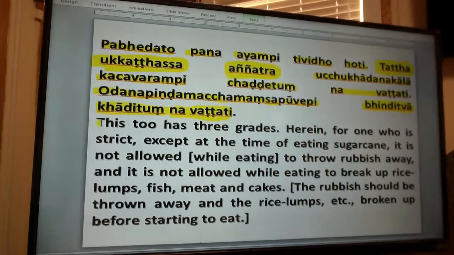Here is the English translation: there is a three-grade division herein. For one who is strict, except at the time of eating sugar cane, it is not allowable while eating other kinds to throw rubbish away, and it is not allowed while eating to break up rice, lamb, fish, meat, and cake. So the meaning is that the rubbish should be thrown away and the rice, lamb, etc., broken up before starting to eat.